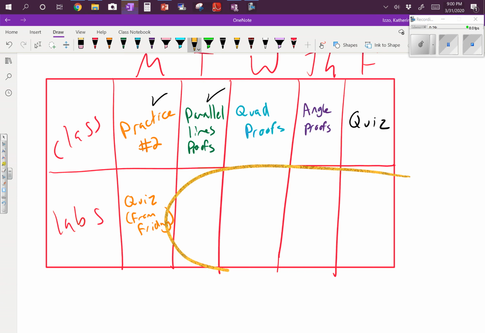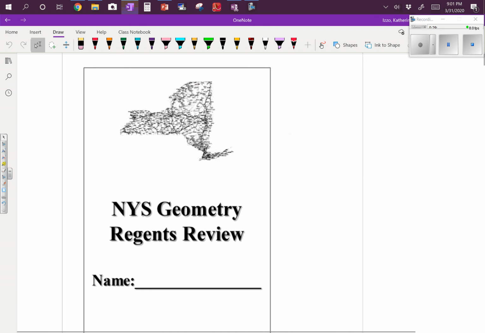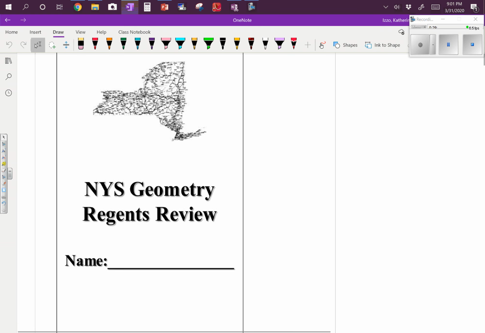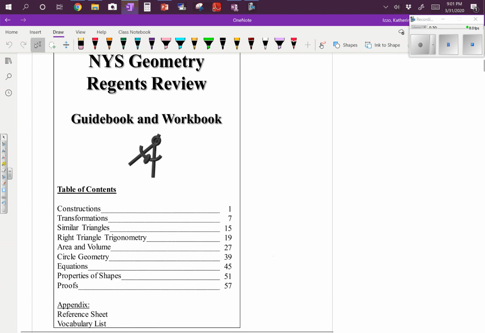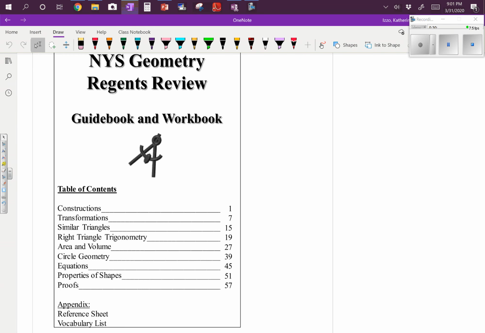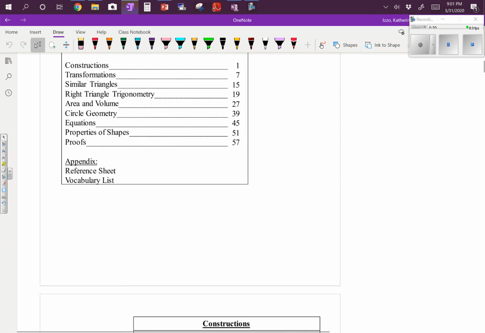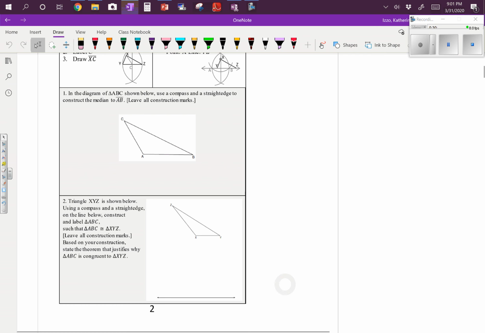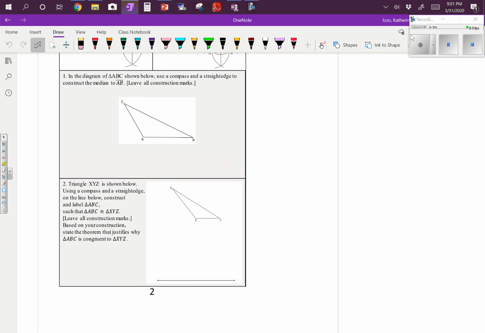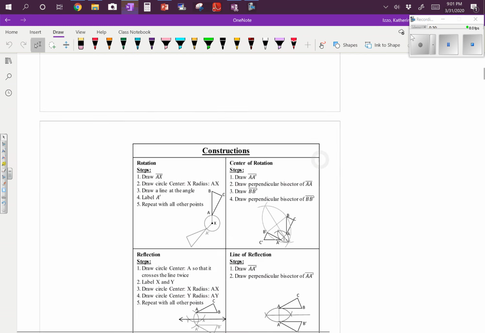Now, for your lab, you should have gotten a review packet. Let's take a look at that review packet. You should have gotten something like this on the bus run. So if you take a look, this is all that we learn or will learn in geometry. You should have already looked at it and figured out what was happening. I want you to go all the way to page 27.